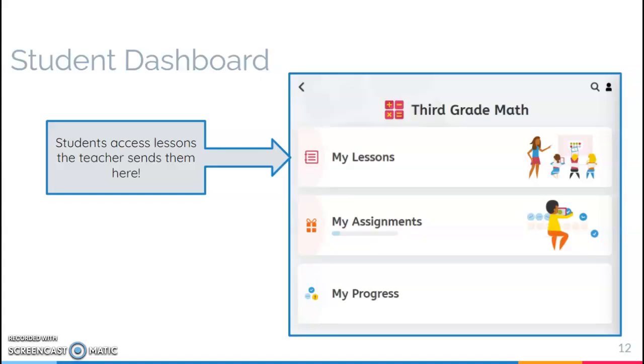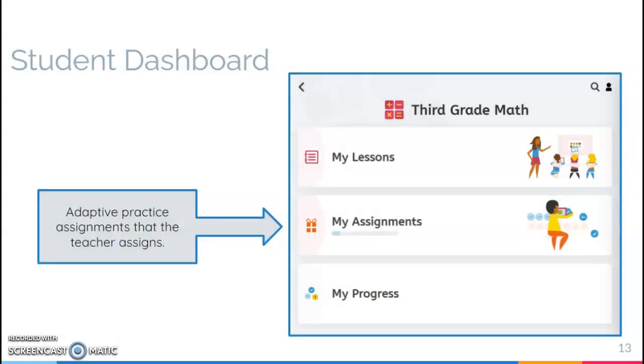The student dashboard has 3 sections: My Lessons, My Assignments, and My Progress. Within the My Lessons section, students can access the lessons that the teacher sends them for instruction. Students are able to follow along with what the teacher is displaying and interact with the content they are learning. Teachers are able to see the responses as they are interacting with Snappet to gauge understanding immediately.